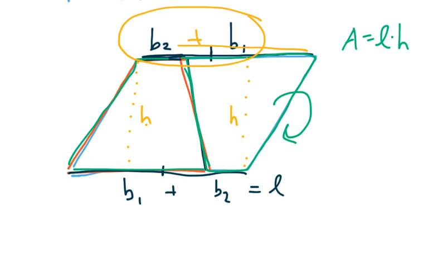So again, if we were to try to find the area of the big shape right here, we would go B1 plus B2 in parentheses, so we do that first, times the height.